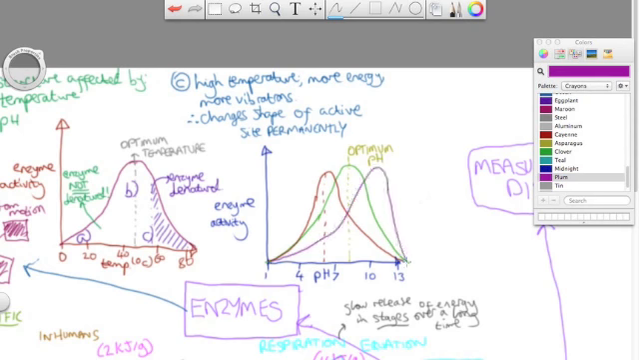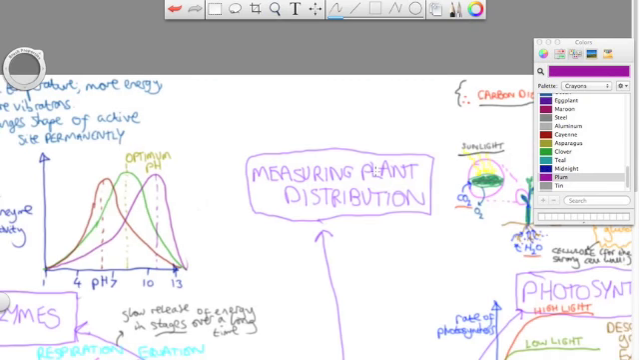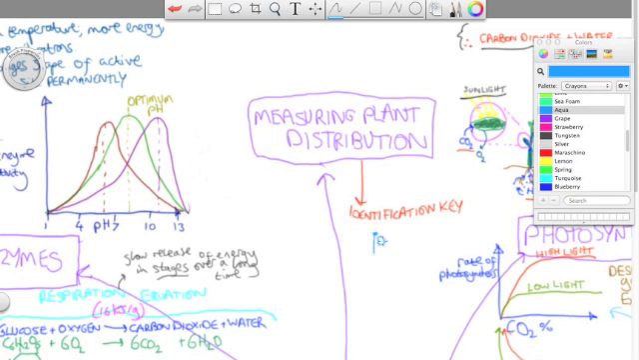But I'm showing you one example of an enzyme there. Actually, different enzymes have different optimum temperatures and different optimum pHs. For example, some work in the stomach very well, some work in the mouth, some work in the intestines. So don't assume that all enzymes have a pH optimum of 7. They don't.